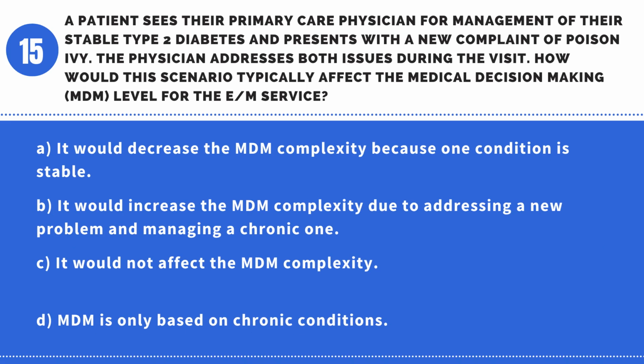Question 15. A patient sees their primary care physician for management of their stable type 2 diabetes and presents with a new complaint of poison ivy. The physician addresses both issues during the visit. How would this scenario typically affect the medical decision-making, MDM, level for the E/M service? A. It would decrease the MDM complexity because one condition is stable. B. It would increase the MDM complexity due to addressing a new problem and managing a chronic one. C. It would not affect the MDM complexity. D. MDM is only based on chronic conditions.